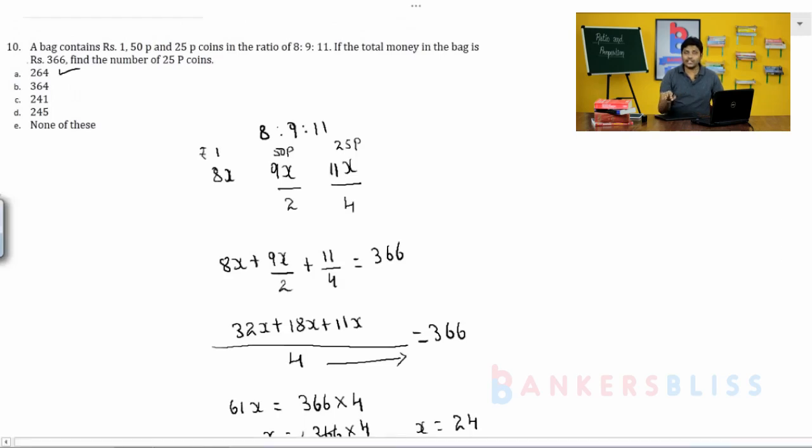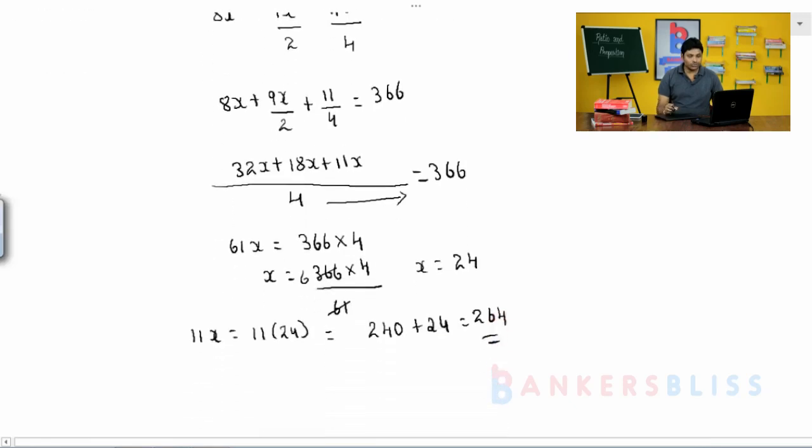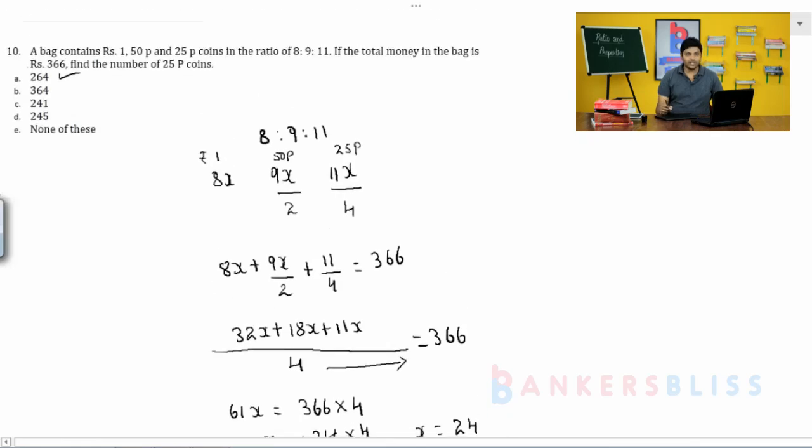Even though you have converted to rupee by dividing by 4, in the end you should not divide by 4. Okay, you have to multiply only by 11. Okay, so that 264 is the right answer. Okay. Problem number 10, 264.